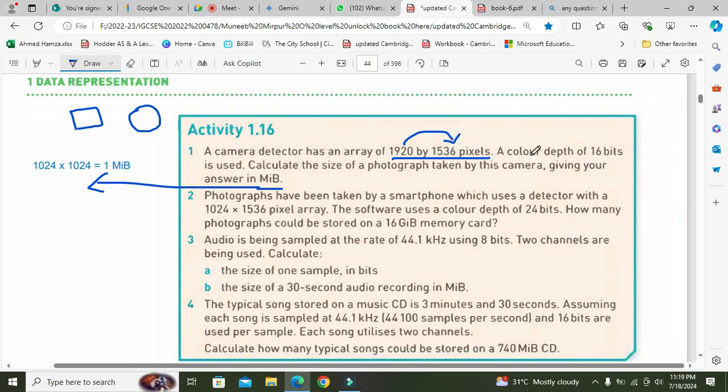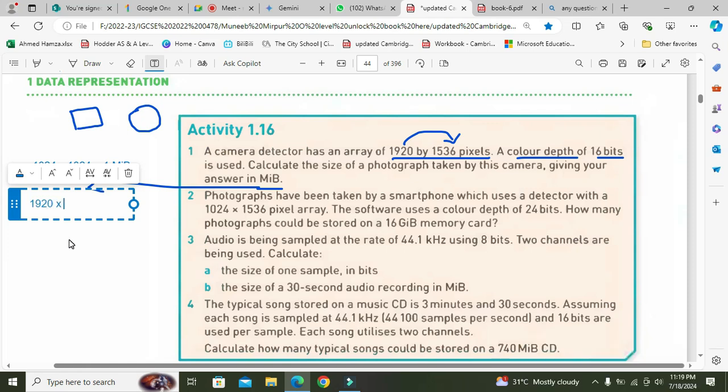And after that you need to multiply this data with the color depth, which is 16 bit, and you will get the answer in bits. Later on you need to convert it into bytes. Let's do it. So first step is to get the resolution. So multiply these pixels.